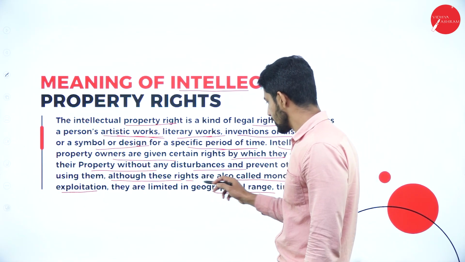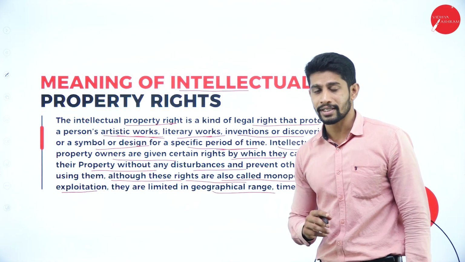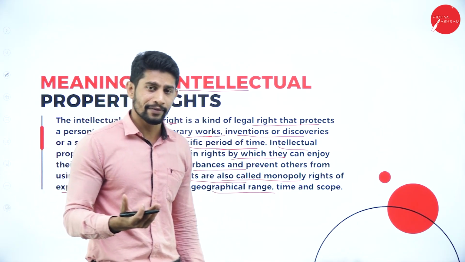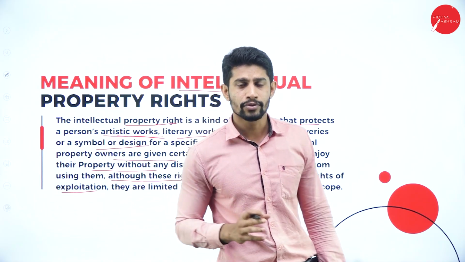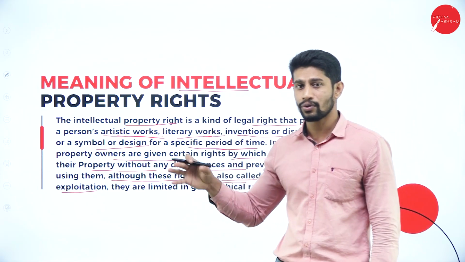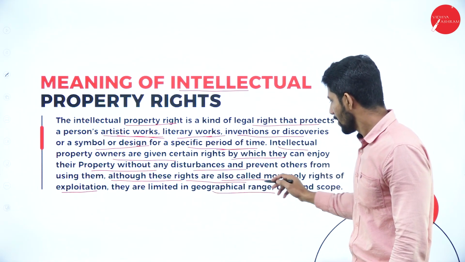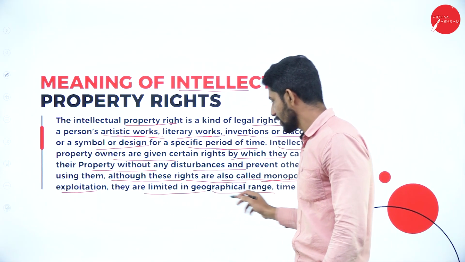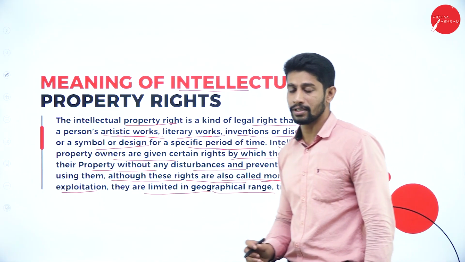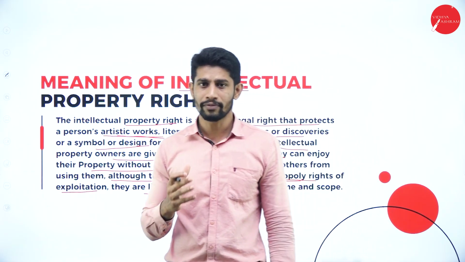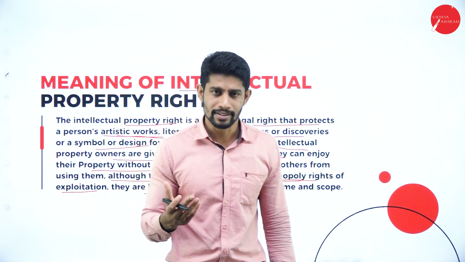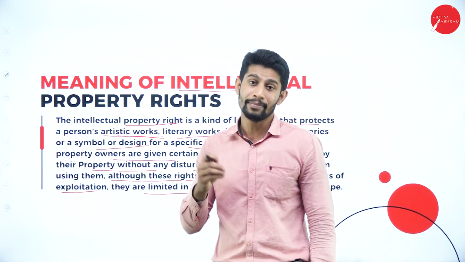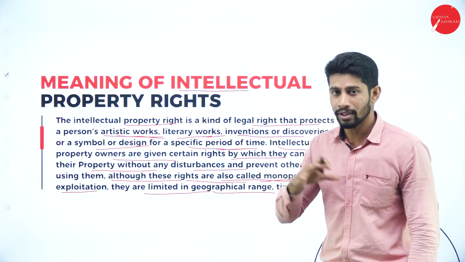These rights are also called monopolistic rights because if the property right is given, then only that person is supposed to use it. Only that person can manufacture those kinds of products. That is why we call it monopoly rights of exploitation. They are limited in geographical range, time and scope. That means it is very limited. Whatever rights, the permission, we give to that person on a particular product, will be for a limited time period. It is not for a lifetime.